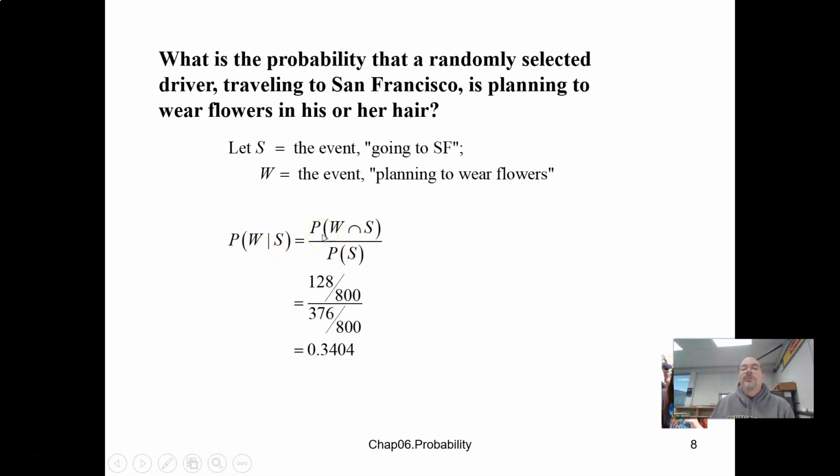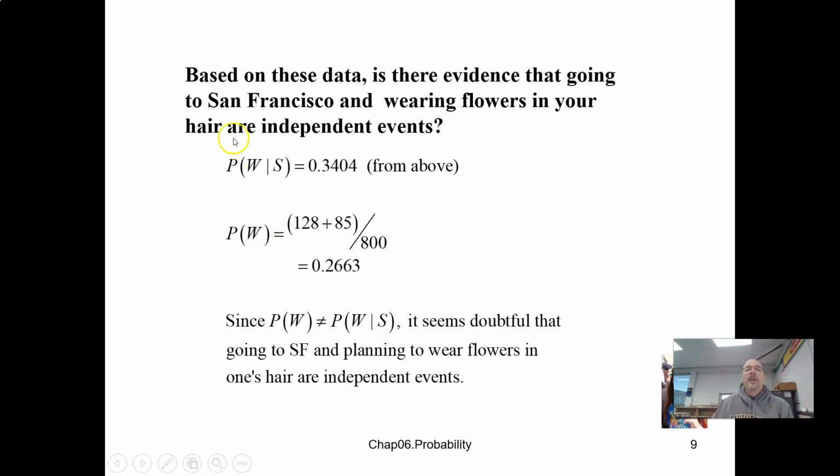Okay, so the first one is, what's the probability of planning to wear flowers and going to San Francisco? Well, that's 128 out of the 800, divided by the probability that they're going to San Francisco. That's the condition. Well, there's 376 out of the 800 that said they were going to San Francisco. So the numerator divided by the denominator, and really the 800s cancel each other out, I believe, you get 0.3404. All right, so that is a conditional probability. I probably will come back and visit this one when we get to it. All right, based on these data, there is evidence that going to San Francisco and wearing flowers in your hair are independent events. Okay, are they?